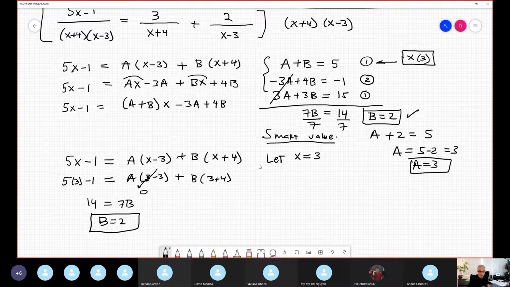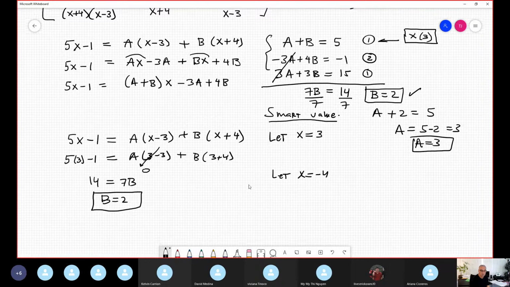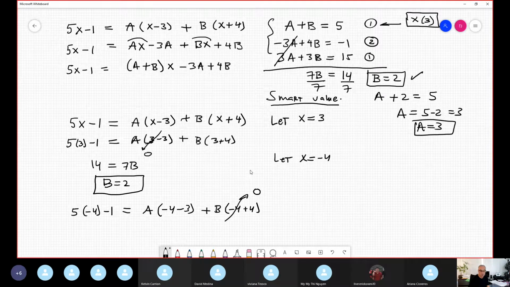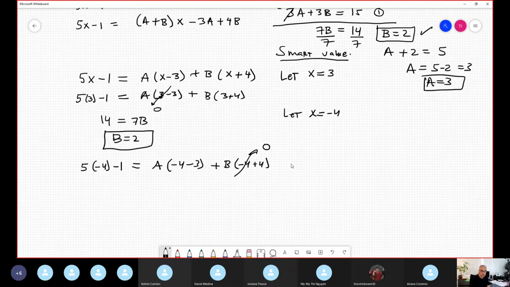equations. So, if you want to find B, let's do exactly the same, but evaluate at -4. Because I know that when you plug in -4 here, we get 0 for the A part and B remains. So 5 times -4 minus 1 is equal to A times -4 minus 3 plus B times -4 plus 4, which is 0. This is 0. Now let's go on the B part. So we have -20 minus 1, which is -21, equal to -7B. So dividing both sides by -7, B is 3. It's obvious that B is positive 3. And we get exactly the same answer.